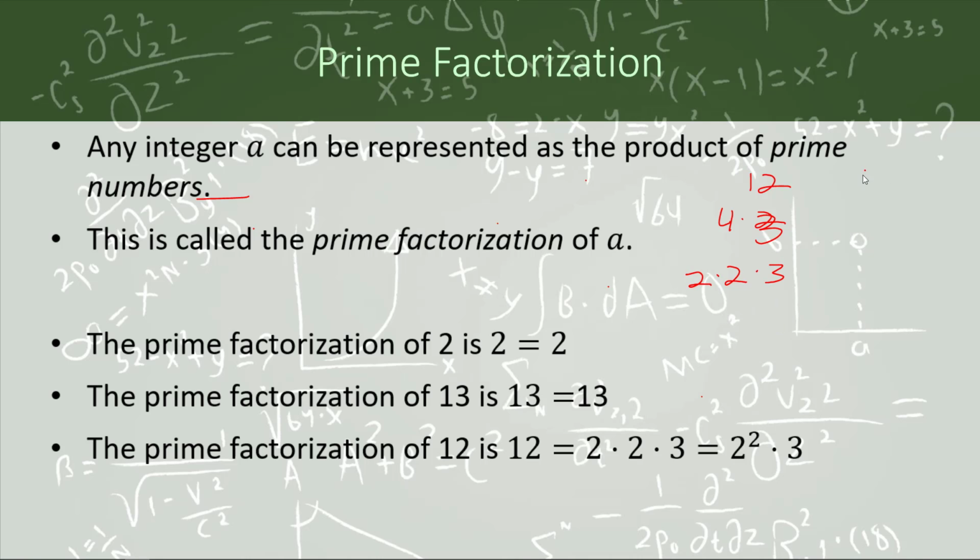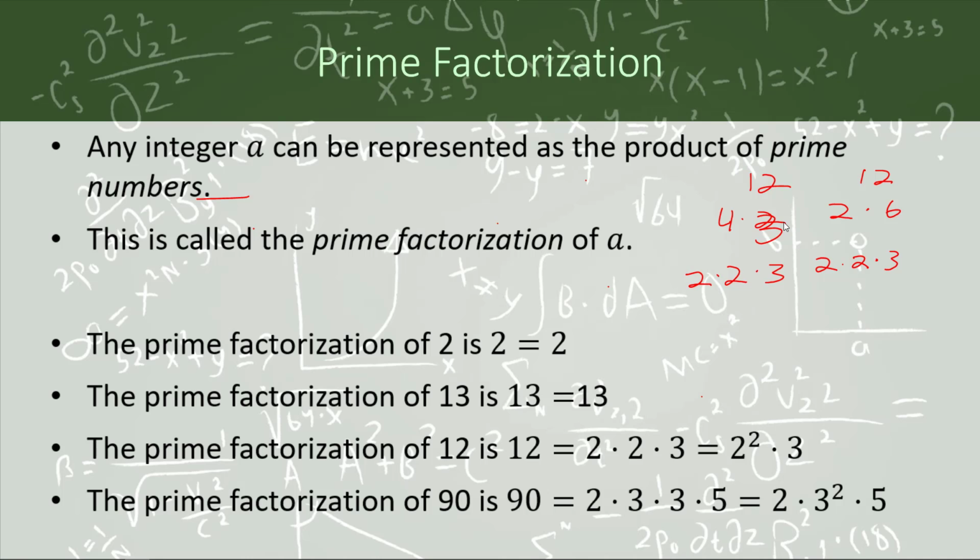Similarly, we could rewrite 12 as 2 times 6. Well, 6 can be factored into 2 times 3, so that would be 2 times 2 times 3, which will be 2 squared times 3. So no matter how you start off your initial factoring, you will come to the exact same result.